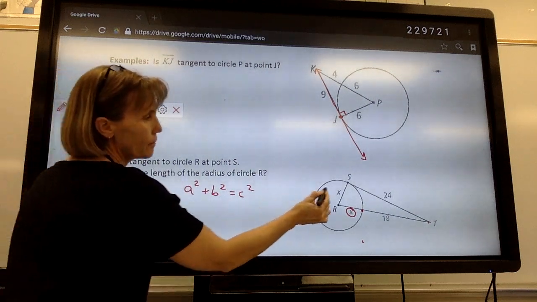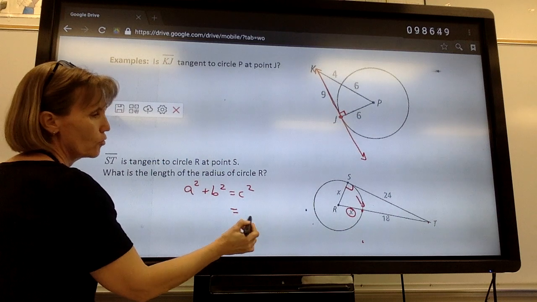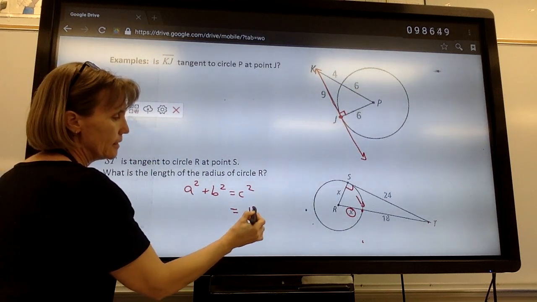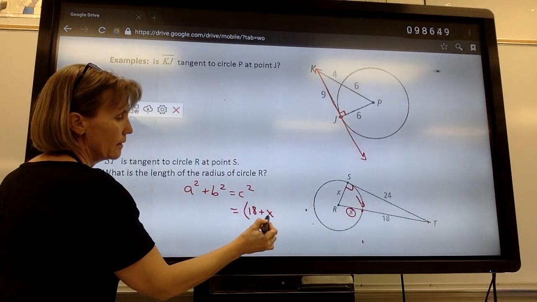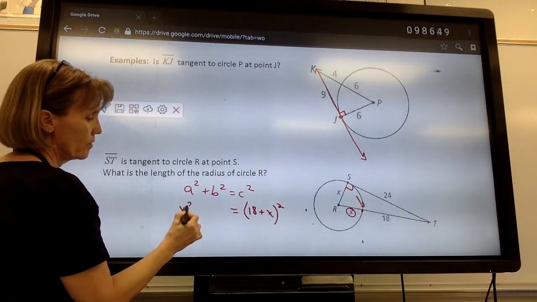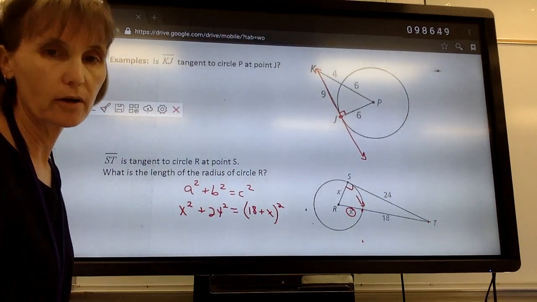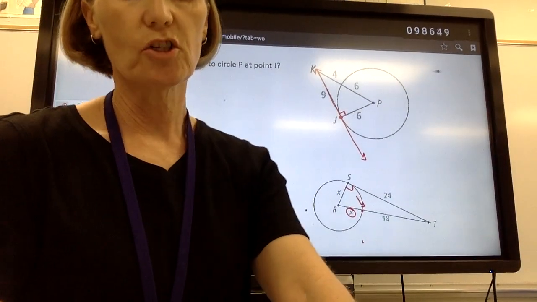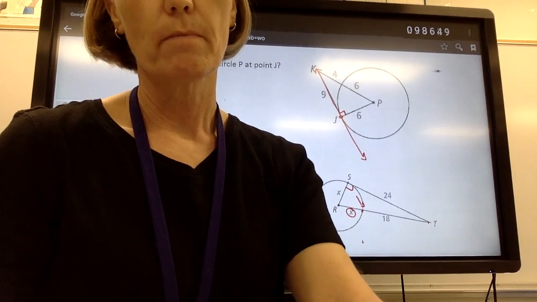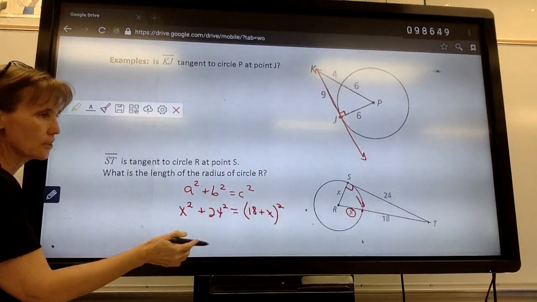Okay? So yeah, that is going to be the c value. But it's not just 18. It's 18 plus x that I have to square. Okay? This would be x squared plus 24 squared. So actually it does work out. Now we aren't going to solve these because when we square, okay, you're not going to see anything like this on your worksheet.